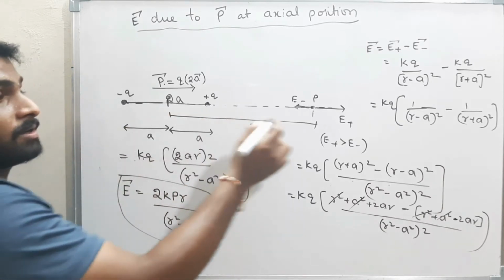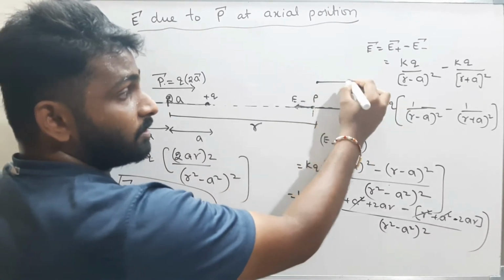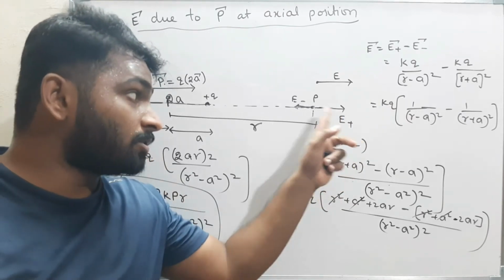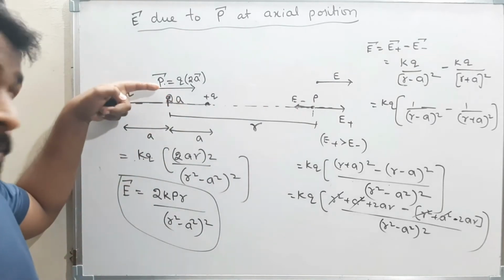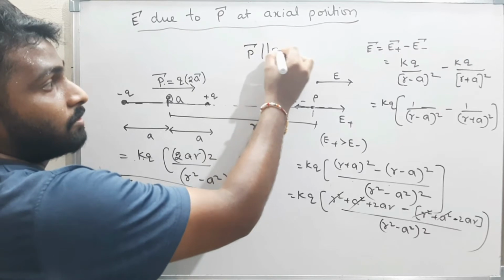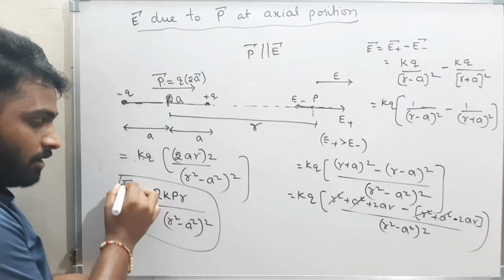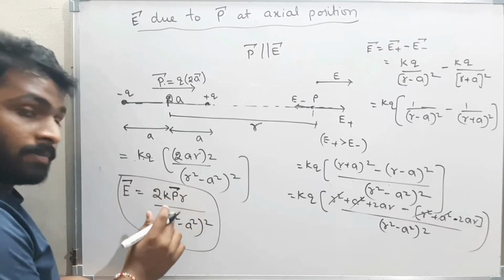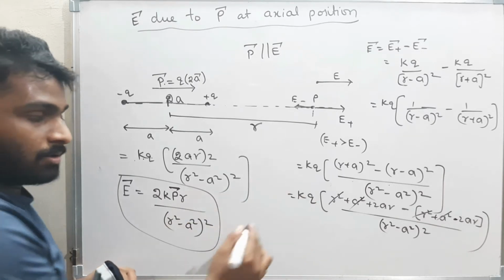And what is the direction? The resultant electric field will be in which direction? E plus is more than E minus, therefore the resultant electric field will be in this direction. Will you accept that? The dipole direction is also in this direction, therefore P bar is parallel to E bar, both in the same direction. Therefore E bar is equal to 2k P bar into R by R square minus A square whole square. That's all.